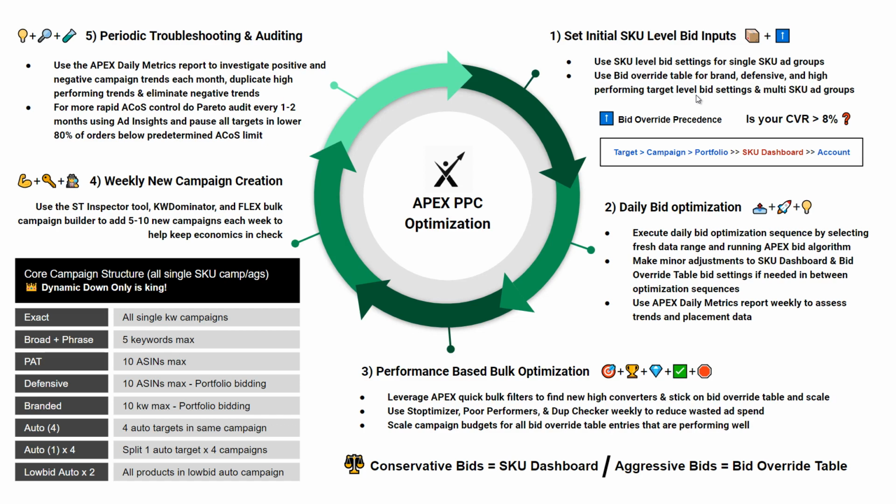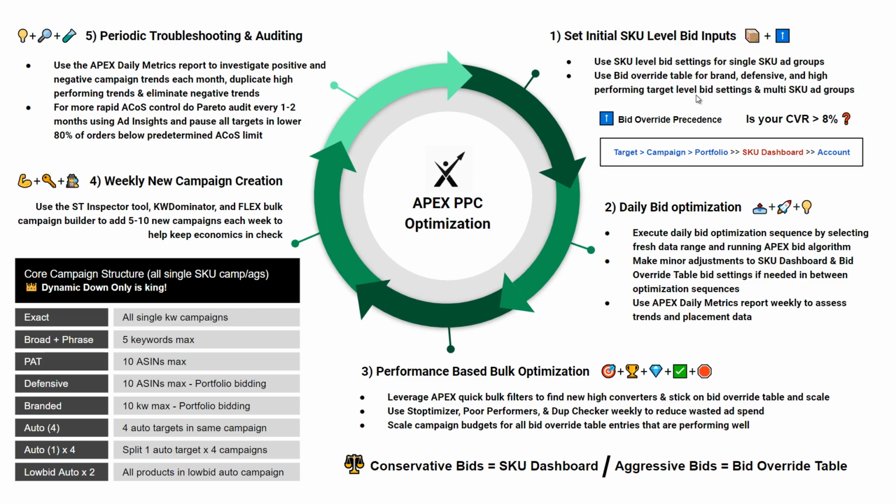So we found that 8 to 10%, really 8, is the cutoff of where you want to structure your initial SKU bid inputs a little bit differently. You can be more aggressive if your conversion rate's over 8%. We're going to go over that in the next few slides and how to set that up.